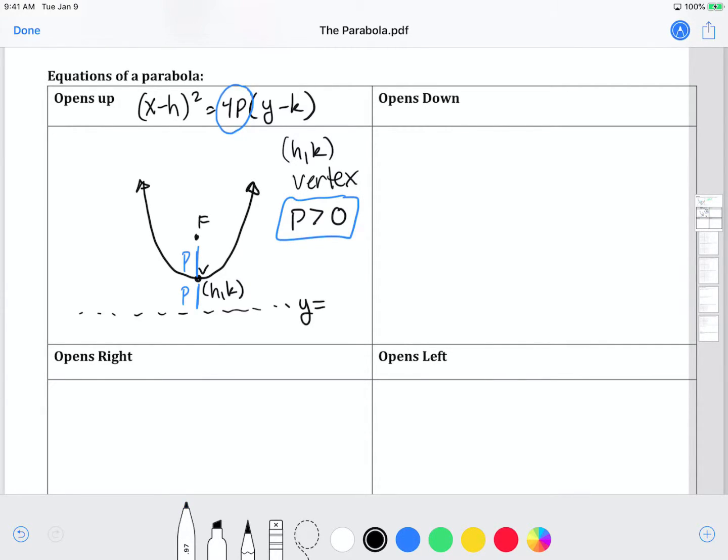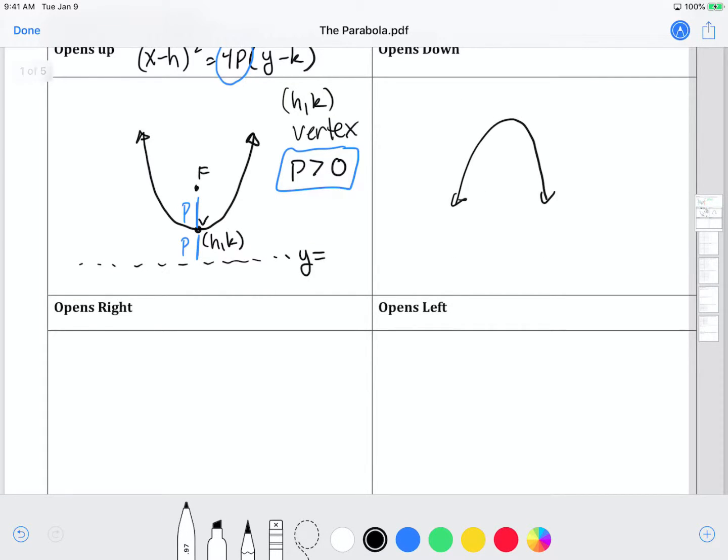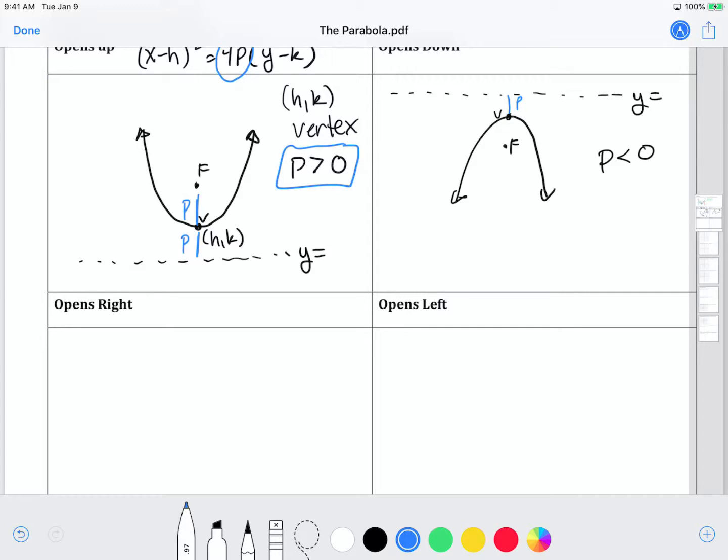So all the same information holds true if the quadratic opens down. The only difference is that your p would be negative. You would still have a vertex. Your directrix would be a distance of p outside the parabola and would be a horizontal line. So the equation would be y equals whatever value of y it passes through. And the focus would be a distance of p from the vertex on the inside of the quadratic.